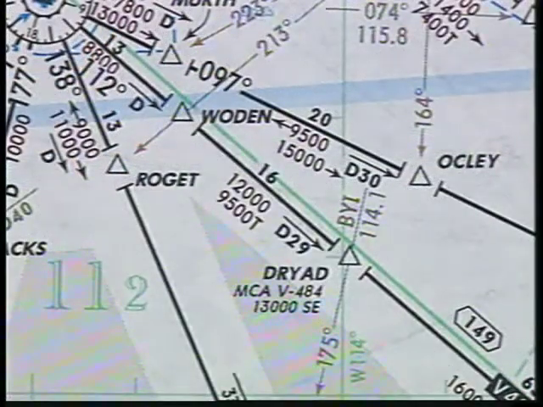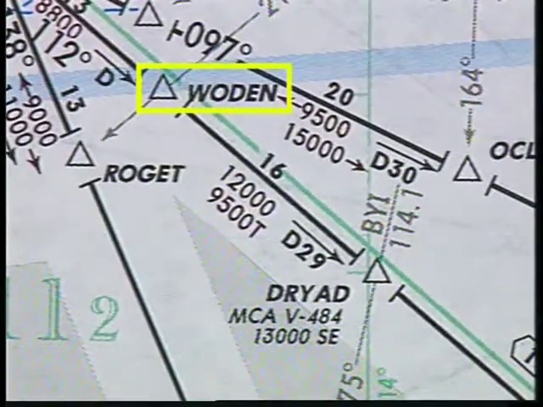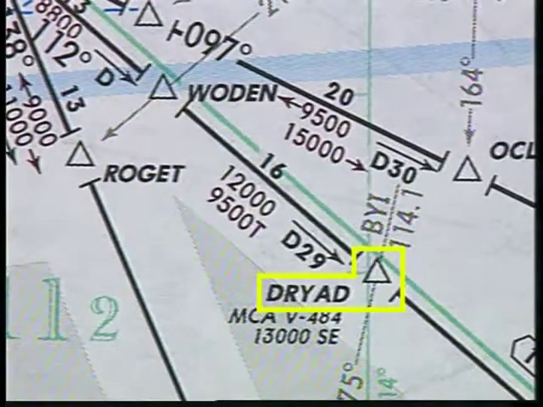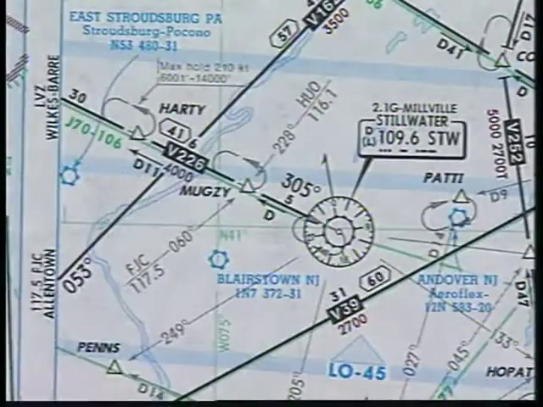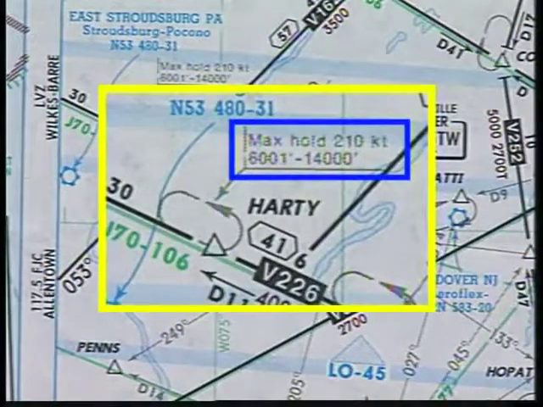Intersections are associated with reporting points and provide a positive means of establishing your position. The name of the intersection is usually 5 letters and is shown near the fix. In the case of Hardy intersection, note that the holding pattern includes a speed restriction.